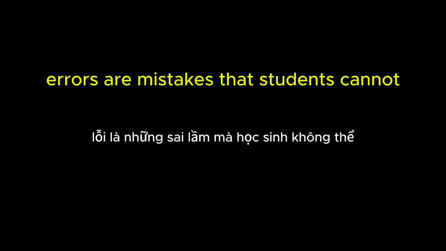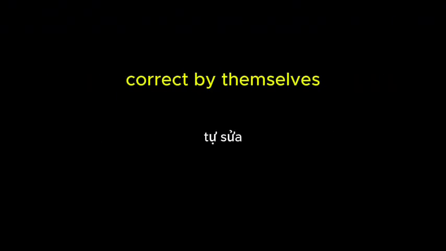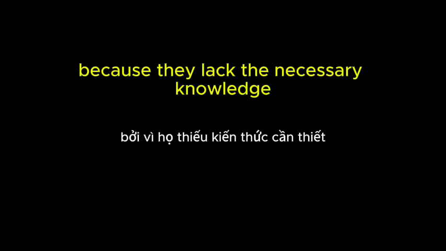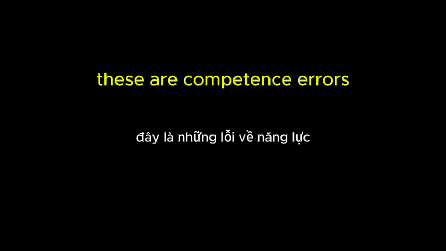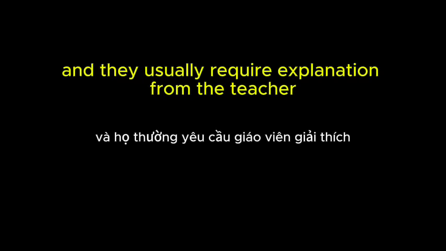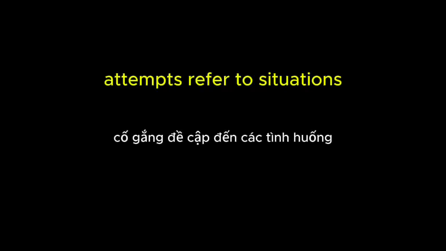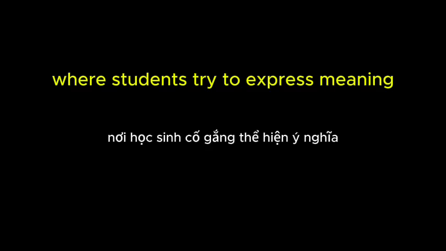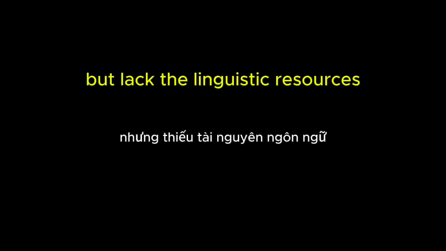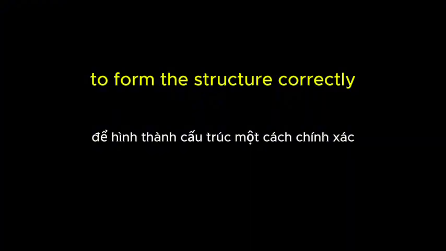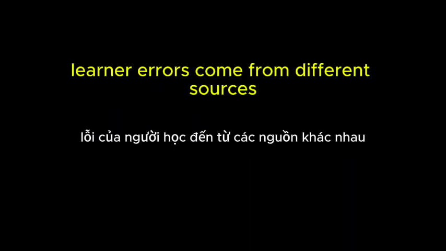Errors are mistakes that students cannot correct by themselves because they lack the necessary knowledge. These are competence errors, and they usually require explanation from the teacher. Attempts refer to situations where students try to express meaning but lack the linguistic resources to form the structure correctly. Learner errors come from different sources.